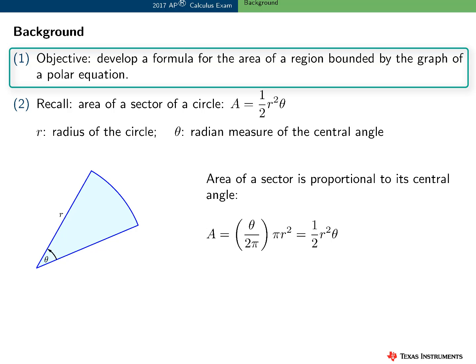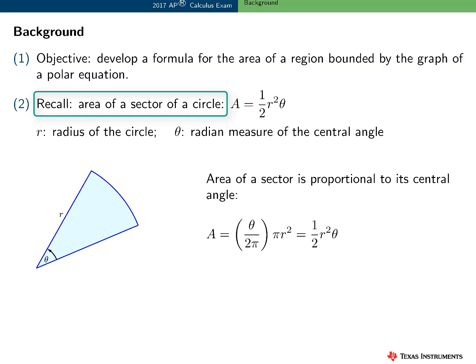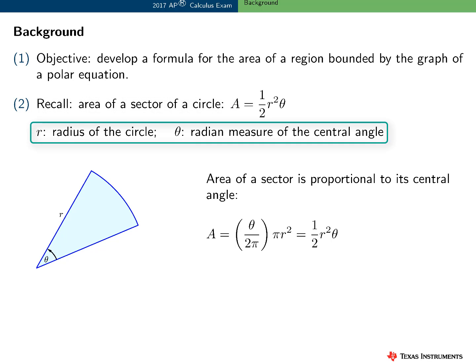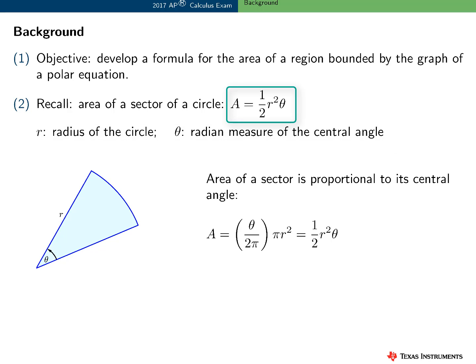My first objective is to develop or derive a formula for the area of a region bounded by the graph of a polar equation. To do this, first recall the area of a sector of a circle. Suppose r is the radius of the circle and theta is the radian measure of the central angle. Then the area of the sector of the circle is 1/2 r squared theta.